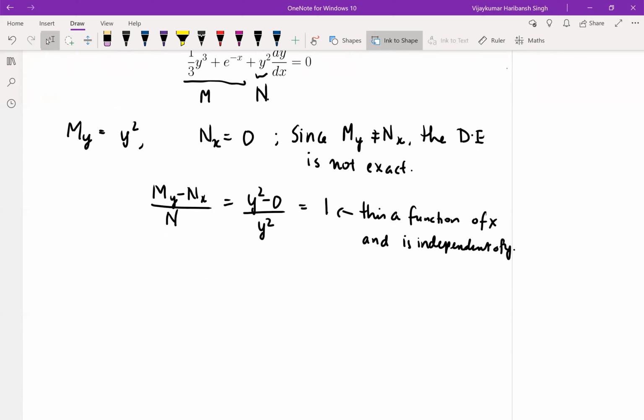So now how do we go about it? We have mu(x), so we get mu prime equals (M_y minus N_x) over N times mu. So mu prime equals 1 times mu. This means mu(x) equals e to the power x. Why is that the case? This implies mu prime by mu equals 1, and if you integrate on both sides, you see that the answer is mu(x) equals e to the power x.